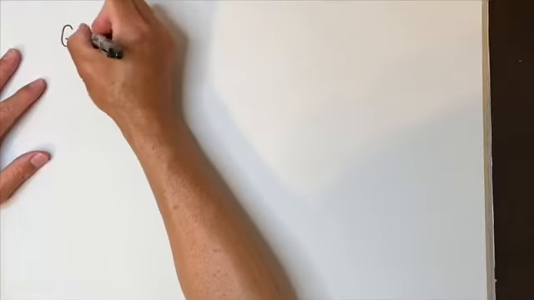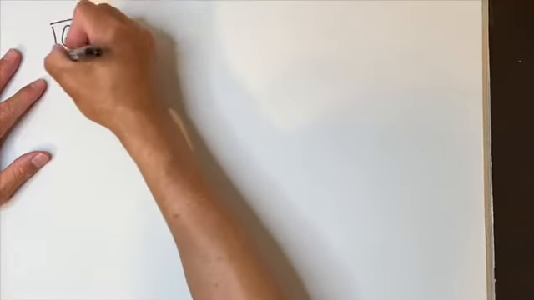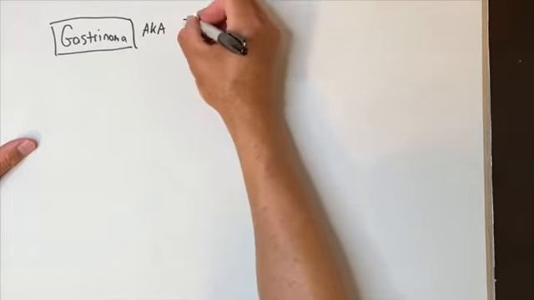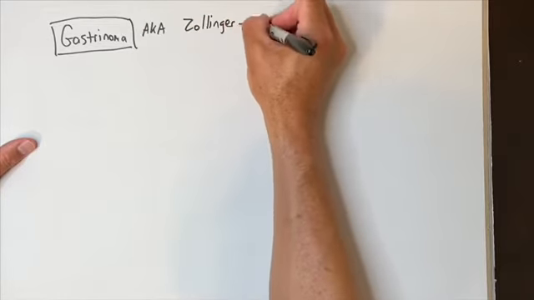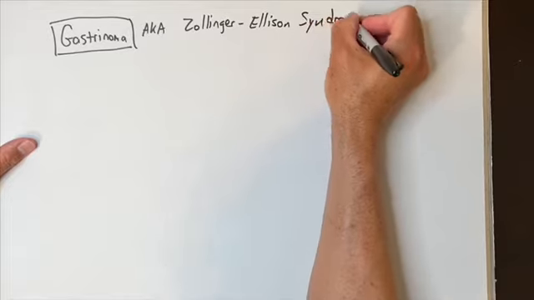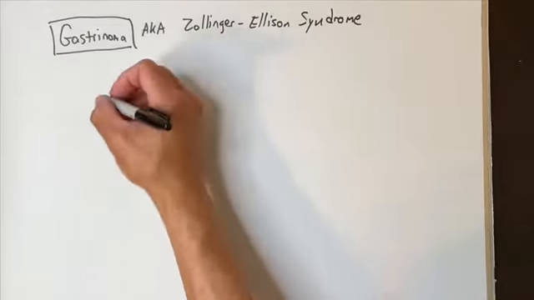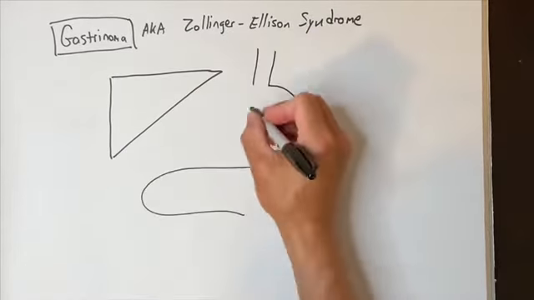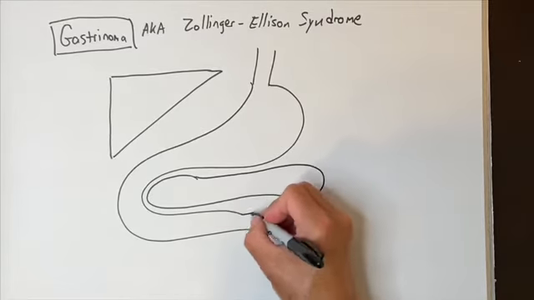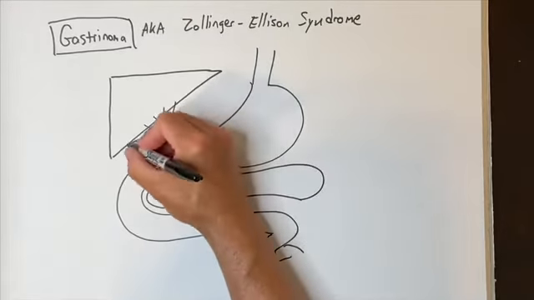Okay, let's unpack the next 2 a little bit more thoroughly since they are tested more commonly in depth. The first one to look at is gastronoma. Normally gastrin is from the stomach, antral G cells, so to have it in the pancreas is a little bit ectopic. Note that gastronomas are also known as Zollinger-Ellison syndrome.